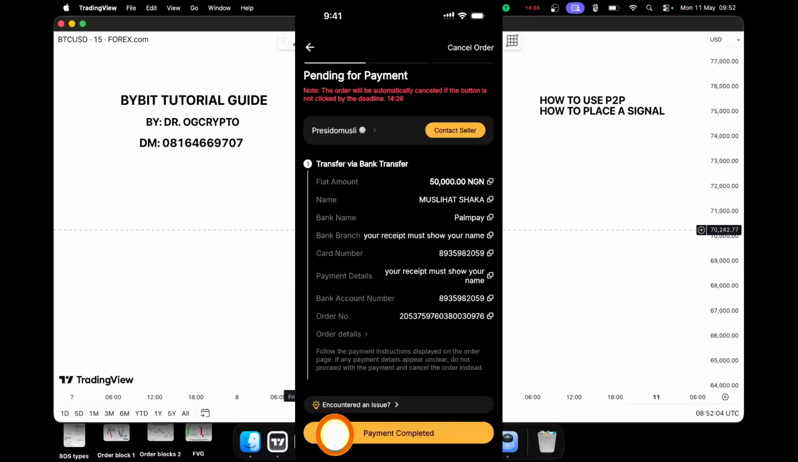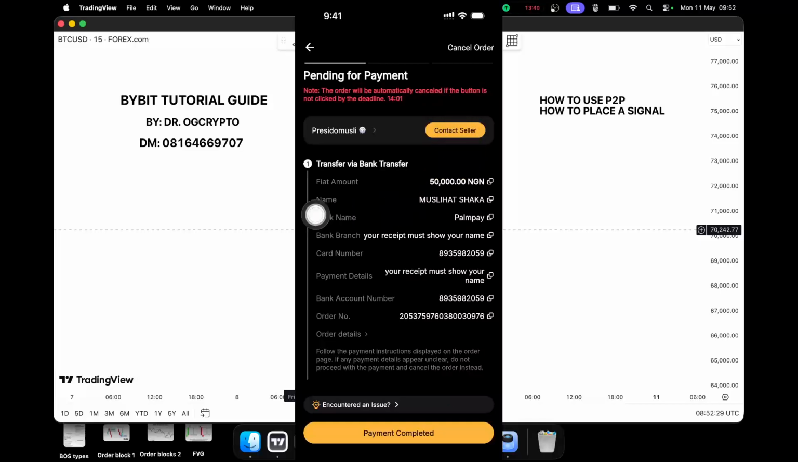Payment completed. Once you click on payment completed, you are going to see where to input the receipt of payment, so you input it there. After that, we release the coin for you, and before you know it, once you refresh your app, you are going to see your 36 USDT there.